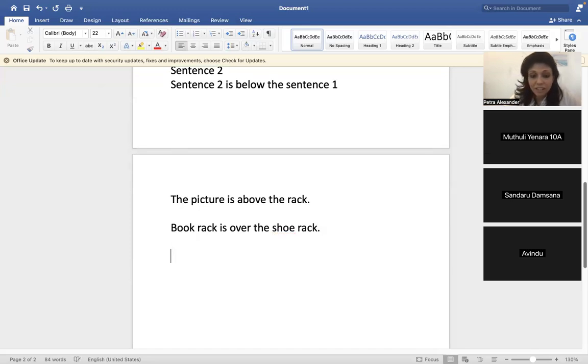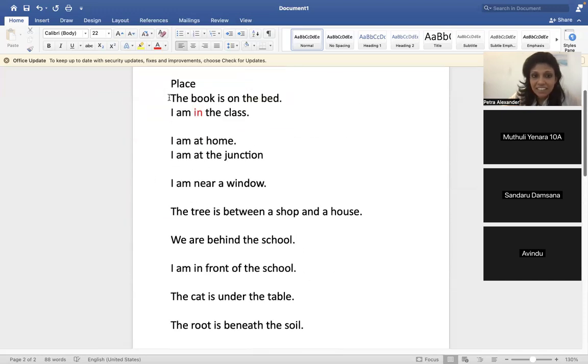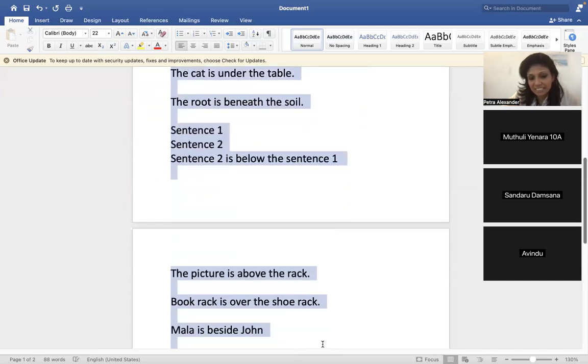Behind, beside. Mala is beside John. මාලට next කියන එක. Beside me, next. Right? Okay, those are the prepositions for a place.